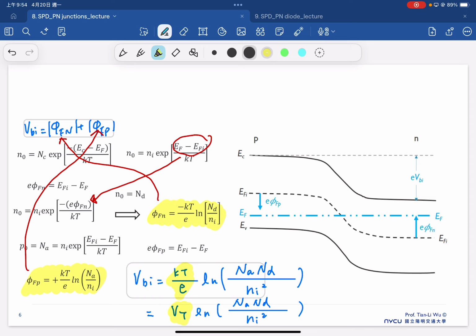So this is a very famous equation. The built-in voltage is equal to VT times natural log NA ND over NI squared, and the physics behind it is pretty simple. To derive these equations is also very simple. But these equations are very useful because we are able to estimate the built-in voltage between the P and N junction.